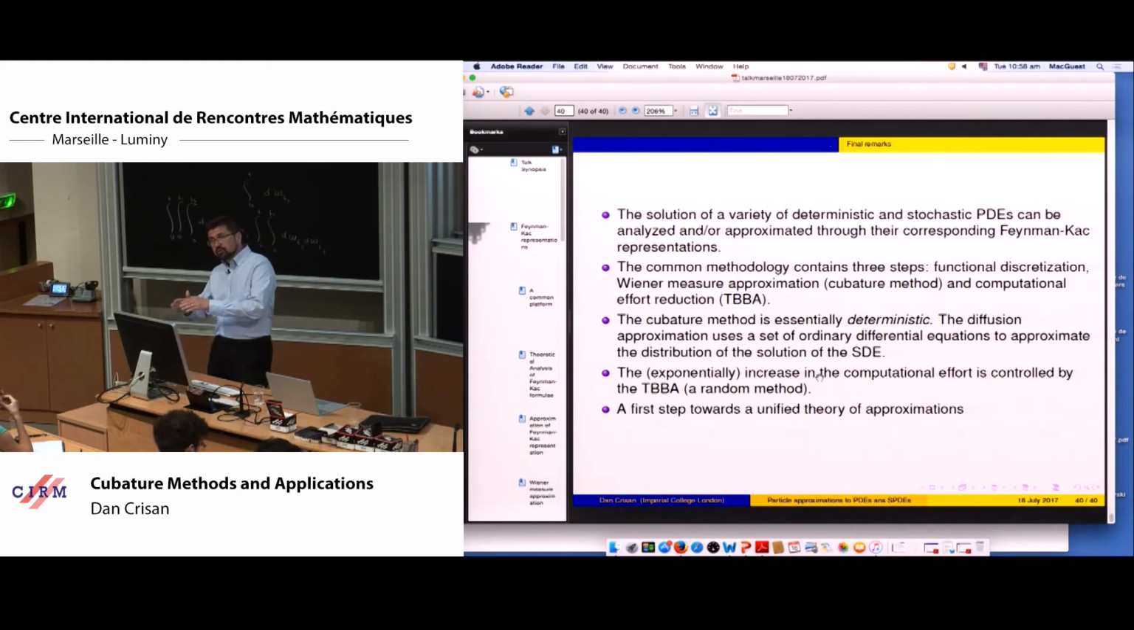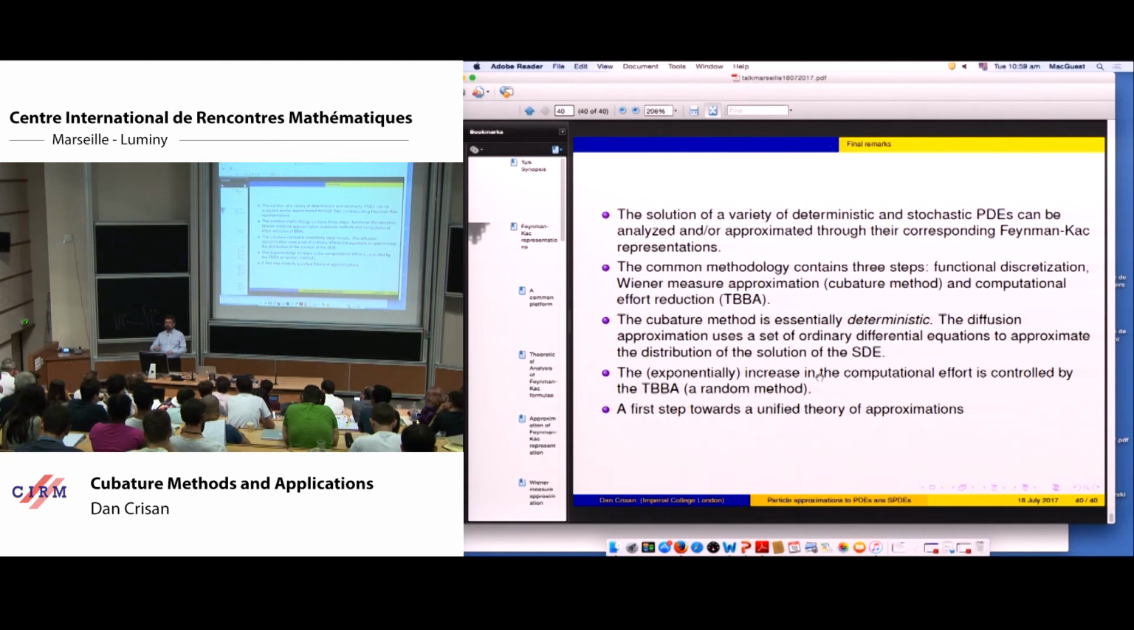And if you put all of these things together, you get an approximation, right? For any PDE for which you have a Feynman-Kac representation. And I hope that this will eventually lead to a theory of approximation that can be applied in general. So you can envisage a situation where one day you give a Feynman-Kac representation to your Maple or to your Mathematica, and underneath you have all this machinery, and it's just going to spit out the approximation. Thank you very much.